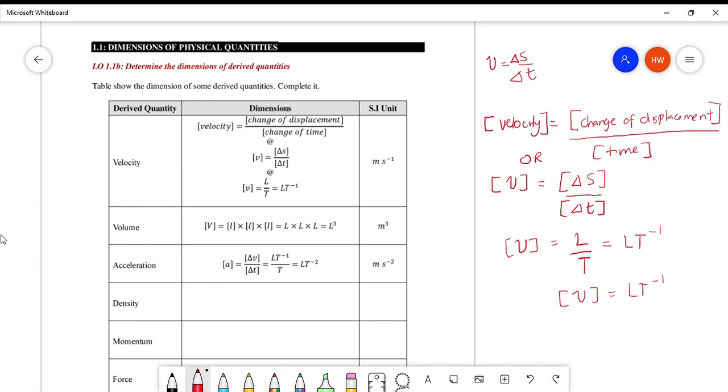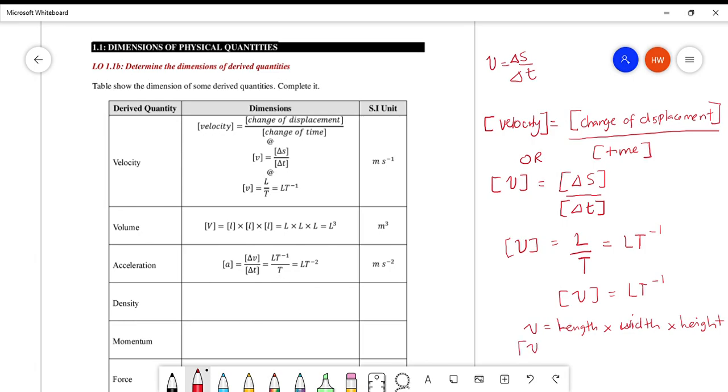Moving on to the second one, volume. You know that the equation to find volume is V equals length times width times height. All of this is length actually. Width we also measure using a ruler, so it's also a length. And height we also measure using a ruler. So all of this is length.